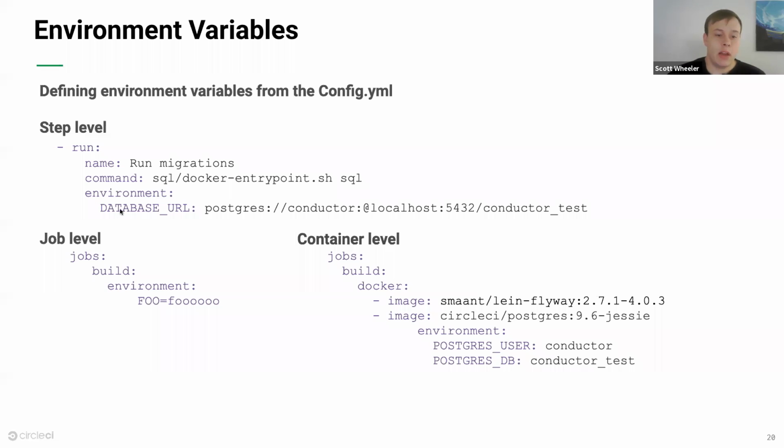At the step level, you would identify using the environment tag and then the name of the environment variable you would like to set. At the job level, it would go under the job name of environment and then the name of the variable and value you would like to set. And then at the container level, you would specify it underneath the image which you're using to run the build on.